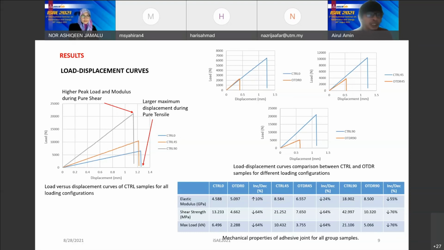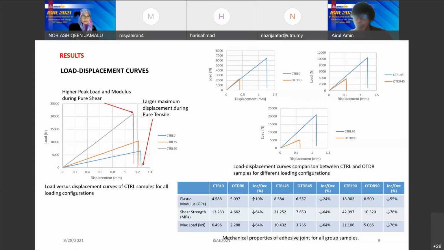For each configuration, this load displacement response is then compared to the respective outdoor sample, as shown by the three graphs at the right of the screen. From the graph, you can see that major strength degradation occurs on all three configuration samples, signified by the maximum load decrement and also the shear strength decrement. The values can be seen in the table below the screen.